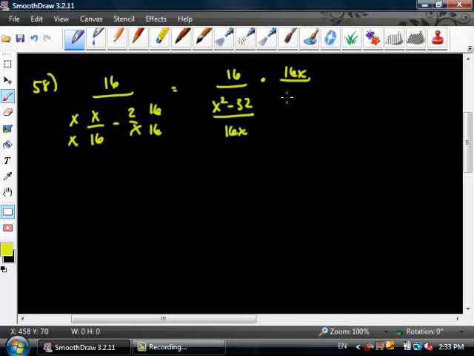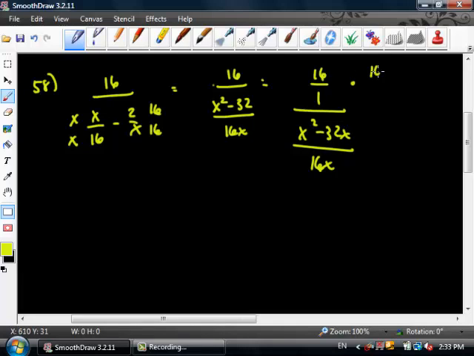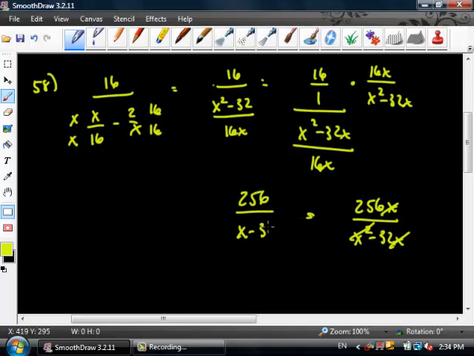I'm sorry, hang on, sorry, I'm getting mixed up here. Okay, so it's really 16 over 1 divided by x squared minus 32x over 16x. And now I'm going to multiply it by 16x over x squared minus 32x. So now 16 times 16 is 256x over x squared minus 32x. And it looks like we can cancel some of the x's, so those can go away. So I've got 256 over x minus 32.